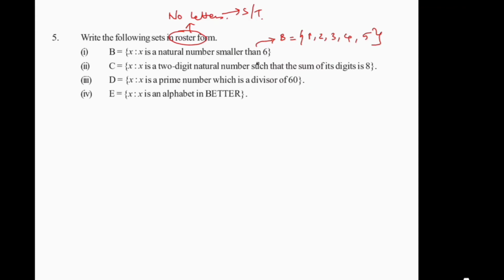C is the set of double digit natural numbers where the sum of digits is always 8. Okay, C is equivalent to {17, 26, 35, 44, 53, 62, 71}. I have 17 when I am adding this to 8, 26 when I am adding this to it, 35, 44, similarly 53, 62, and 71 as well.